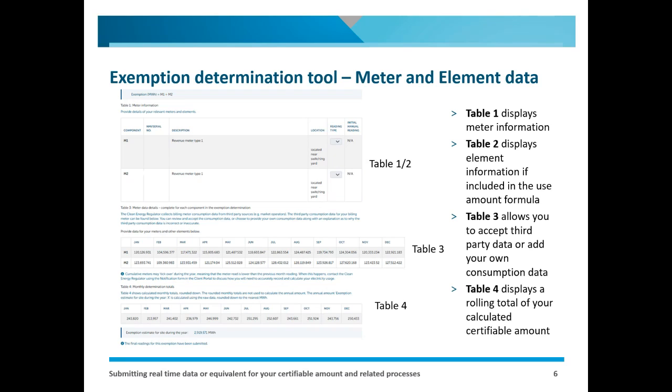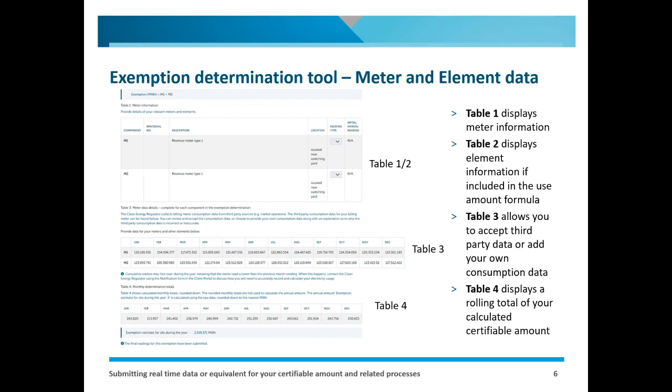Table 3 is market operated data or your own consumption data. Where the formula includes a billing meter and the site is connected to the national electricity market, data is imported from the market operator, or AEMO. The participant has the option to either accept the market operated data or enter their own metered data. If the participant chooses their own data, an explanation of this decision is required to be supplied. Note, if an element or elements are included in the use amount formula, participants can enter their element data here.